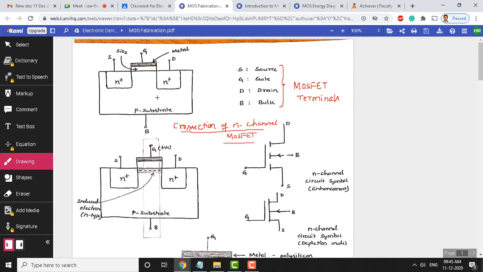In this cross section of N channel MOSFET, since it is a N channel MOSFET, look at the type of substrate here. The type of substrate should be P type. Okay, that is the P type substrate we must choose. This will act like a foundation material or background material. On top of that, we are going to diffuse N plus regions.